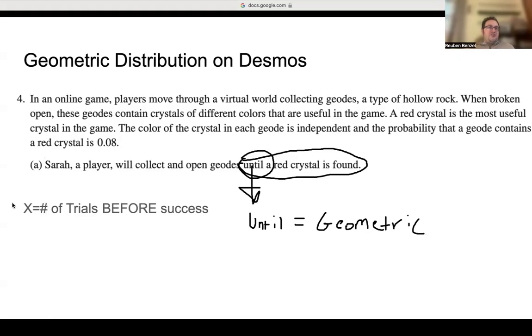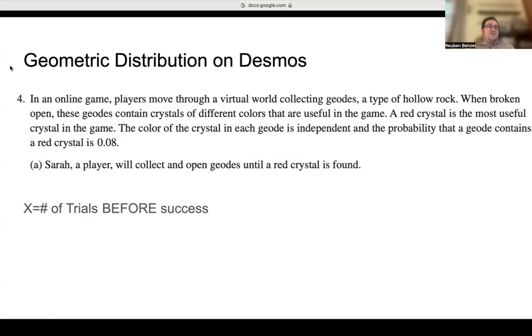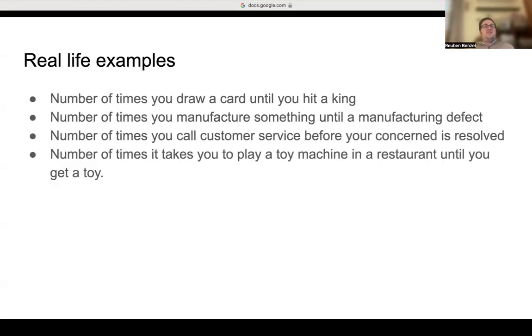I thought I'd show you some other real life examples of geometric distributions before I show you the calculator. One example is the number of times that you draw a card until you hit a king, or the number of times that you manufacture something with a known defect rate until you hit a manufacturing defect. Or the number of times you call customer service, where there's a set percentage that they resolve your problem, until your concern is resolved.